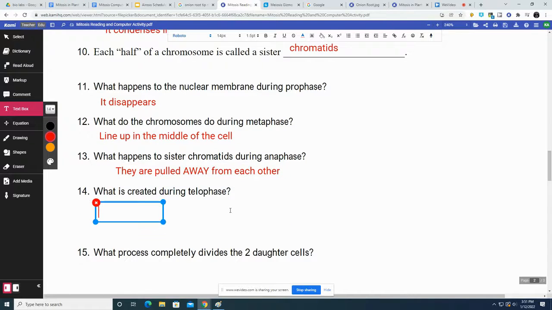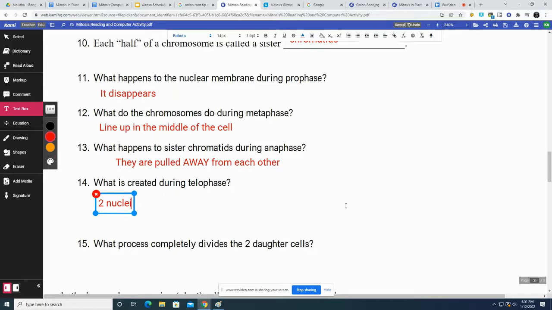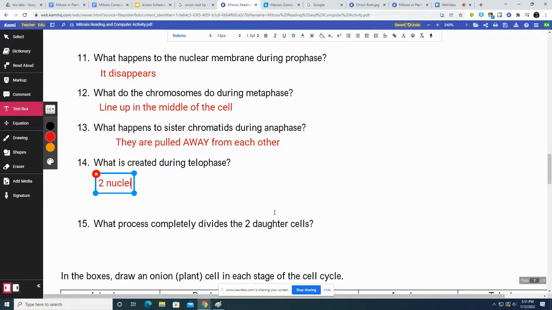What's created during telophase? Telophase, the last phase, we get two nuclei. Nuclei is plural for nucleus. So you don't say nucleuses, you say nuclei. So we'll have two nuclei in one cell. Well, eventually that cell is going to divide into two cells, and then each one of those cells is going to have its own nucleus. And that process which divides one cell into two is called cytokinesis.